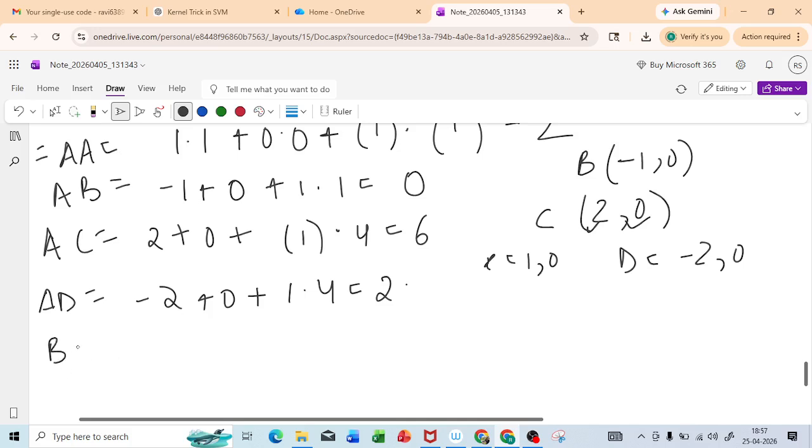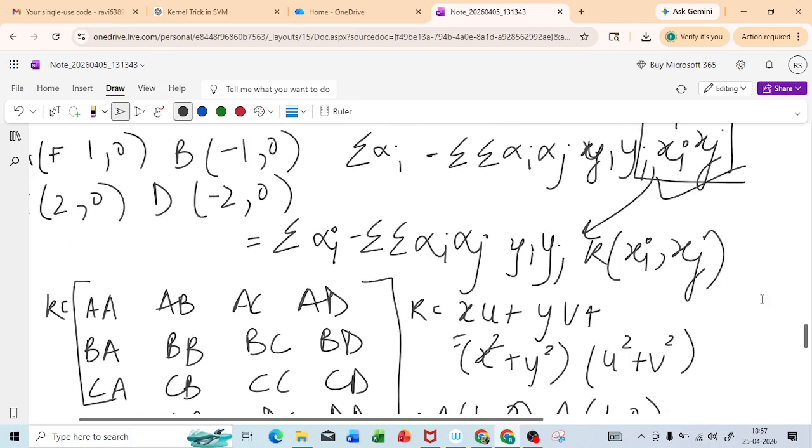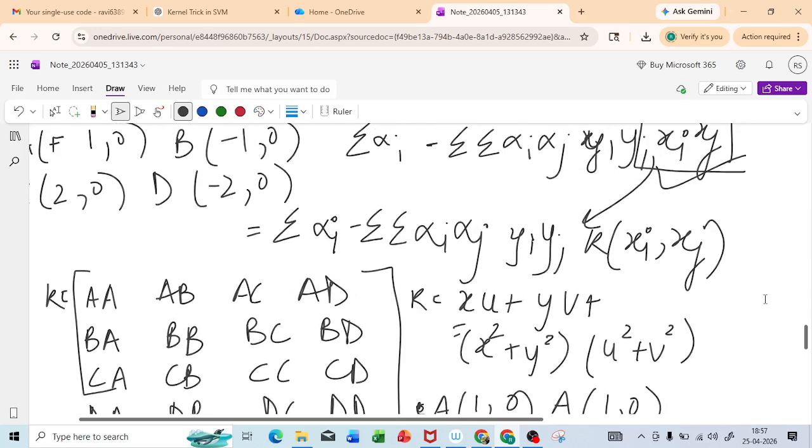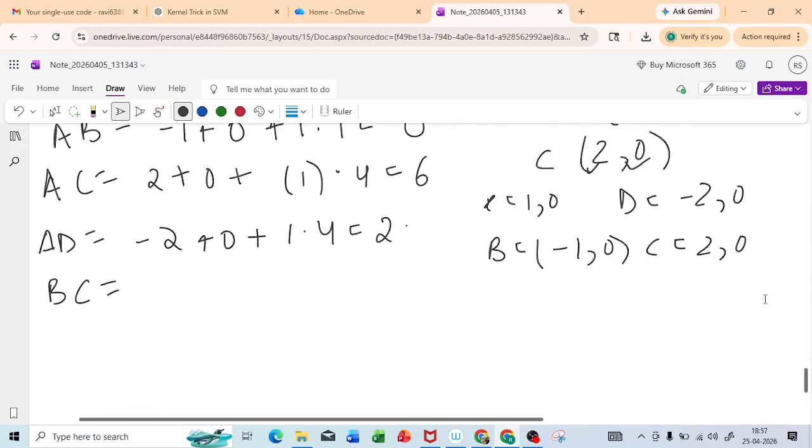Now let's look at BA. We already know BA, we have calculated AB, so BA would also be the same. Now let's calculate BC. So we know our B point is minus 1 comma 0, and C point is 2 comma 0. So minus 1 into 2 is minus 2, plus 0 into 0 is 0, plus x square plus y square is 1 into u square plus v square is 4. So 4 minus 2 becomes 2.